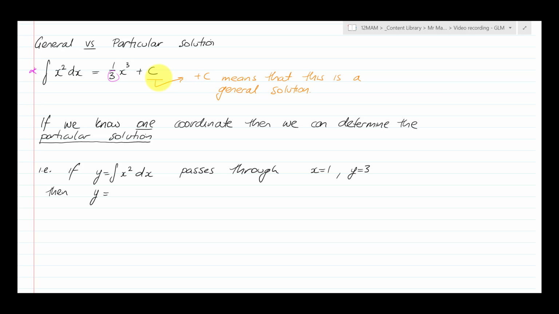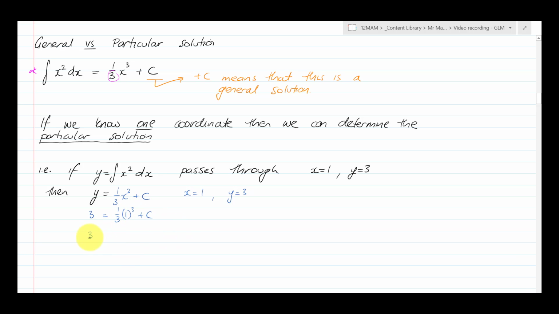So let's have a look at this example, but with a little bit more context. If y equals the integral of x squared dx, and it passes through x equals 1 and y equals 3, then we want to determine the function y, the particular solution. So let's have a look at that. We know that y equals a third x cubed plus c. But we also know that when x equals 1, y equals 3. So what I'm going to do is substitute 1 and 3 in: 3 in for y, and 1 in for x, plus c.